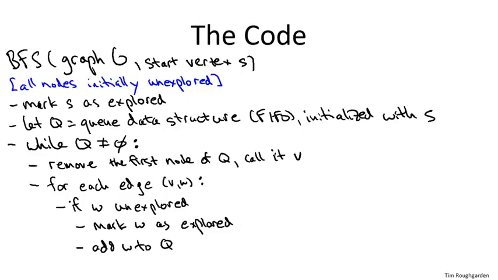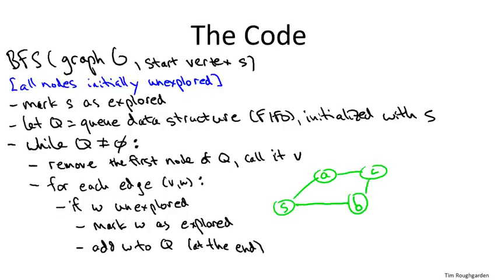So let's see how this code actually executes in the same graph that we were looking at in the previous slide. And what I'm going to do is number the nodes in the order in which they are explored. So obviously the first node to get explored is S. That's where the queue starts. So now when we follow the code, what happens?